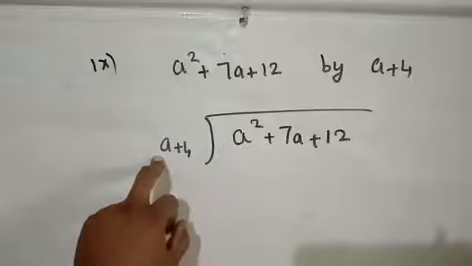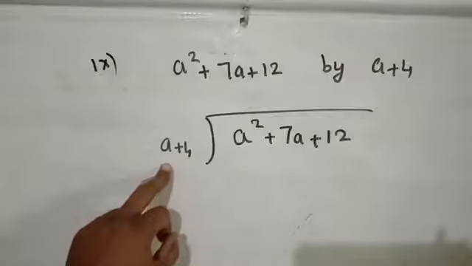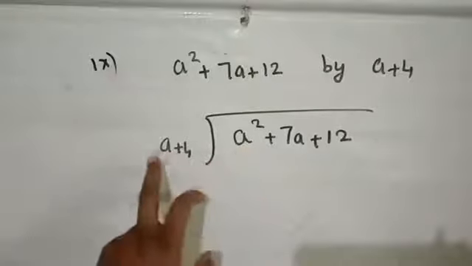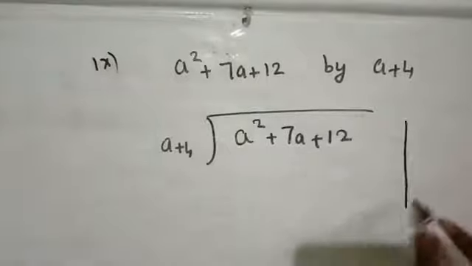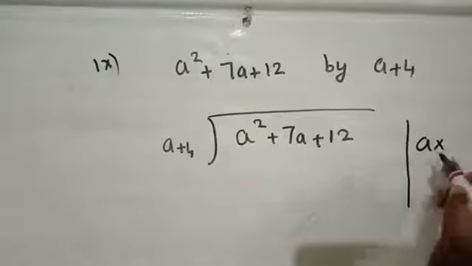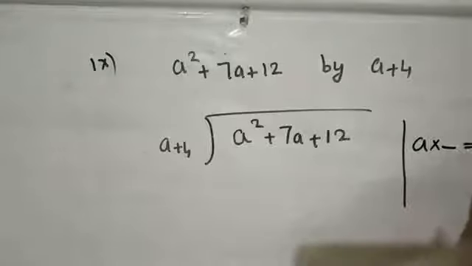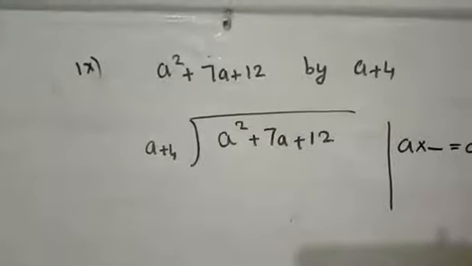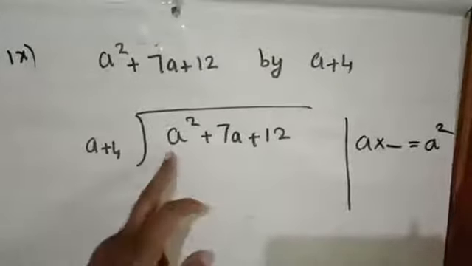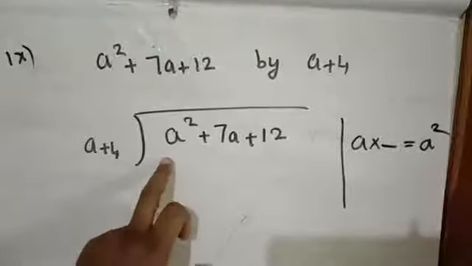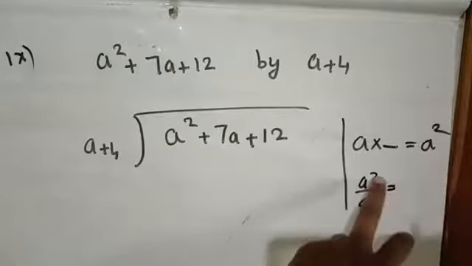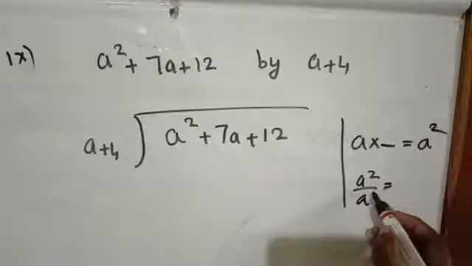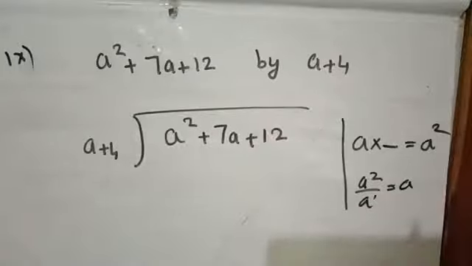Now the first term in the dividend is a square and the first term in the divisor is a. Now let us check: a is multiplied by what to get a square? a into what is a square? You can check this also by a square divided by a. What is a square by a? Power 2 minus 1, that is 1, that is a. So we know that a into a is a square.